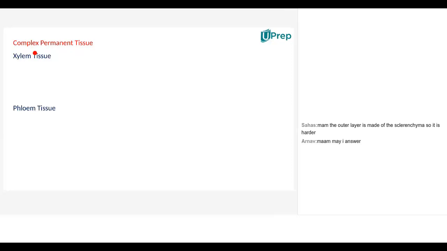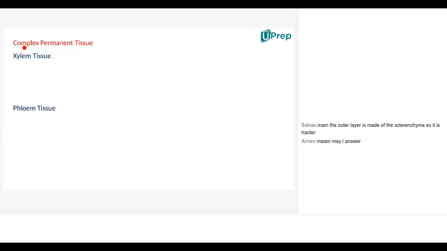Now when you take a simple permanent tissue, so far, Hannah, what do you want to say? Difference between complex permanent tissue and simple. Yeah, go ahead. The simple permanent tissues are made up of only one kind of cell, whereas complex permanent tissues are made up of more than one type of cells.